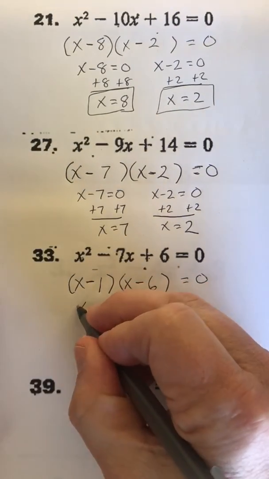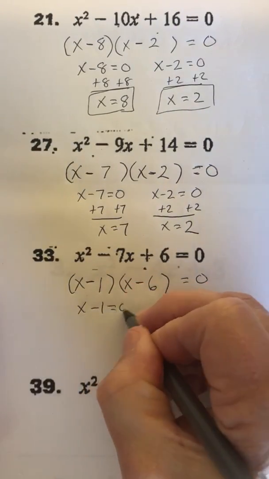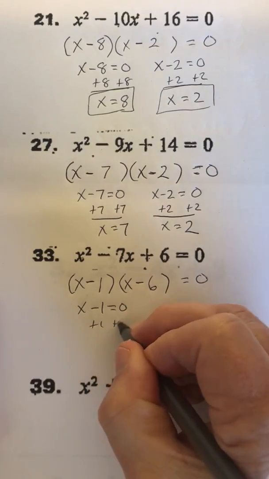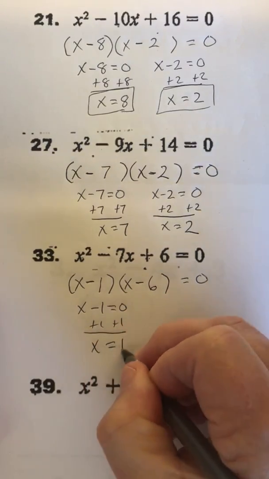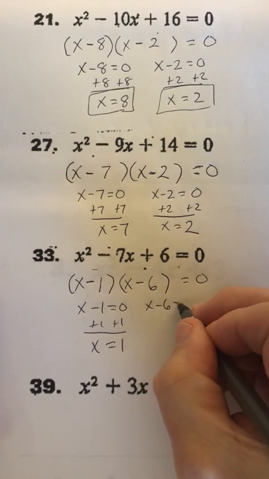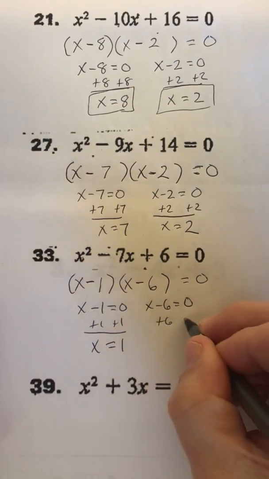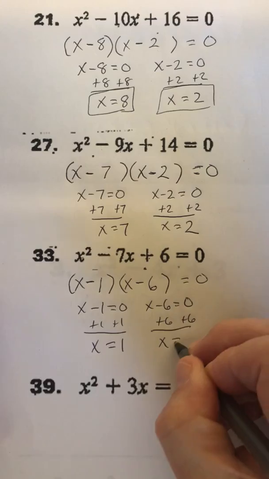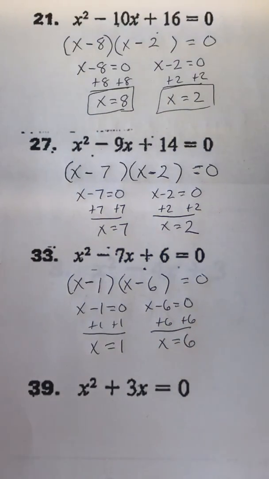And then we set them equal to 0, so take x minus 1, set that equal to 0, add 1, and we get x equals 1. And then take x minus 6 equal to 0, we add 6, and we get x equals 6. So there's our answer for number 33.